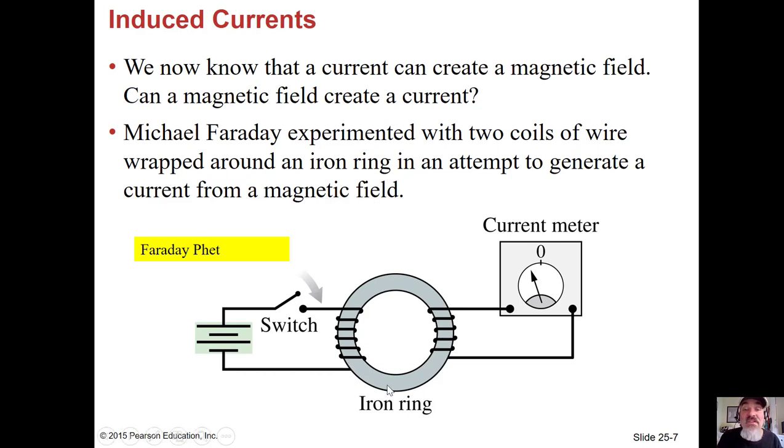And while it's going from nothing to something, current is generated here. So while the magnetic field is changing, you can induce a current over here. So it's got to be a changing magnetic field. Once it reaches its final value, then there's nothing. It's just while it's changing that you have an induced current.